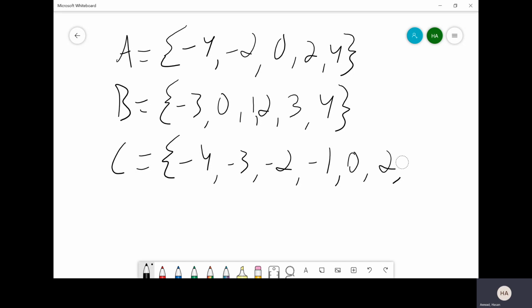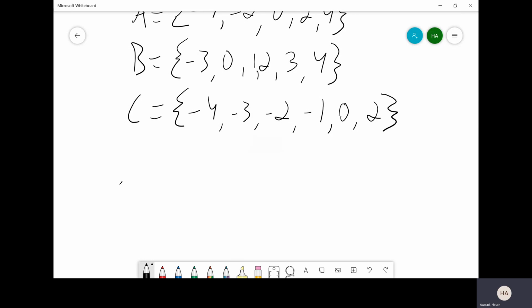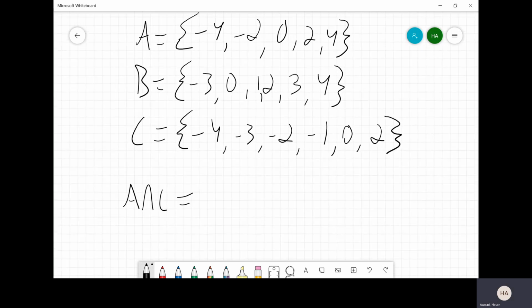And for whatever reason, my brain has a lot of trouble writing the right curly brace. Not sure why, but it's just the way it is. Okay, so what we have to do is find A intersects C, B union C, and then a combination of both, right? So let's try one at a time here. So A with the intersection of C.